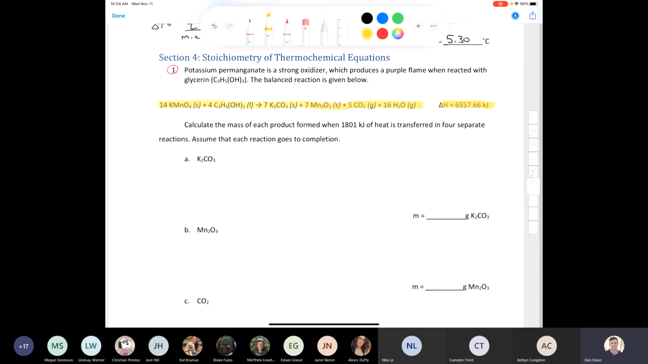And this is an endothermic reaction, right? You have to put in 6,557.66 kilojoules of energy. But remember, and I can't stress this enough, this delta H is associated with this specific reaction. These two things belong to each other.